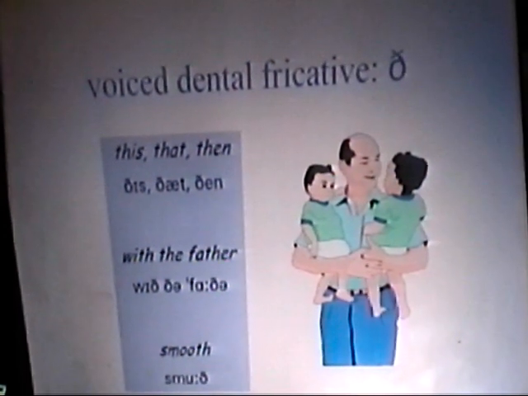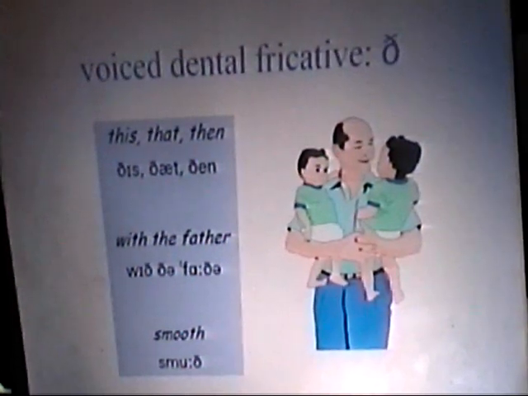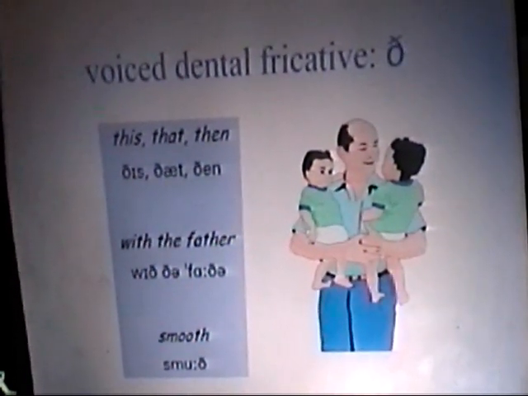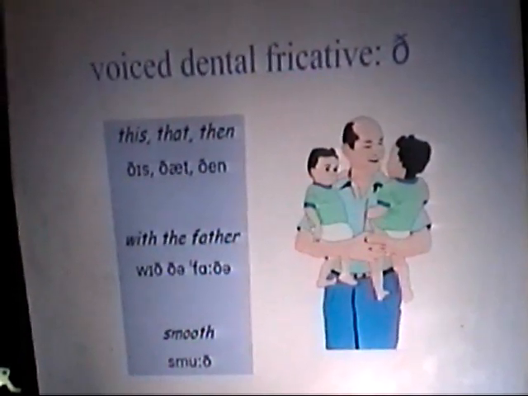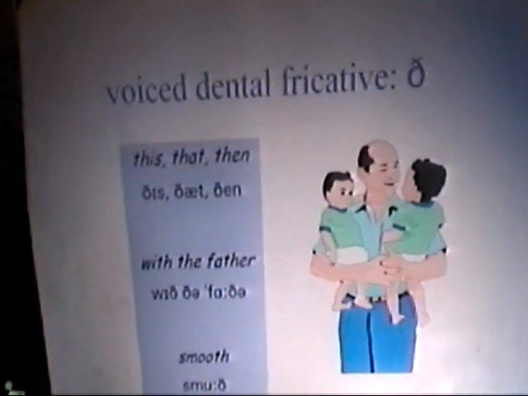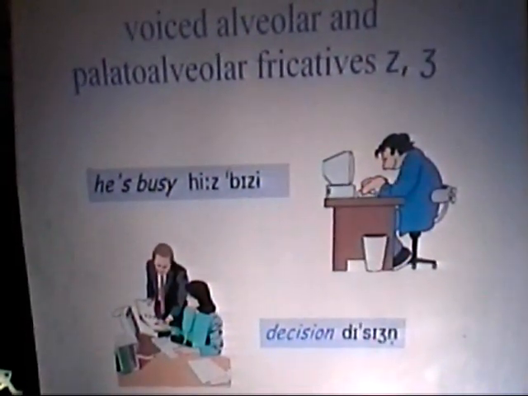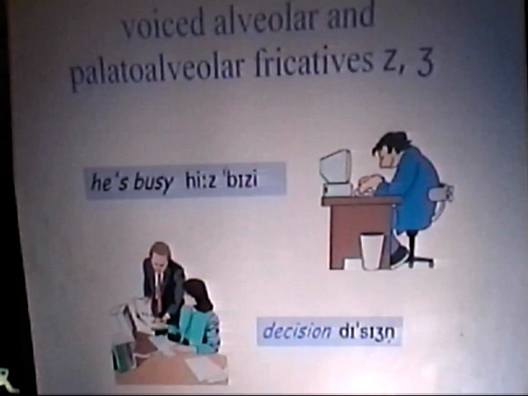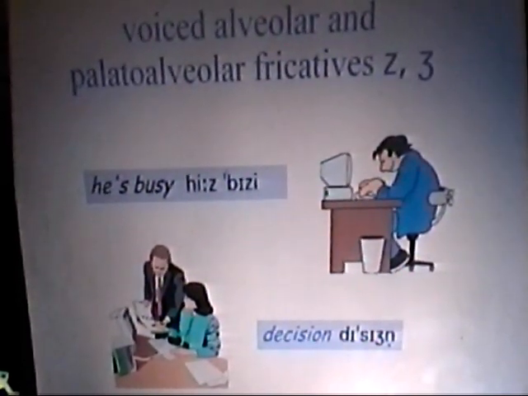Very quickly, more practice on voiced fricatives. You can make a long one. We get double sometimes between words, as in with the father. Double long, double this, that, then smooth. More on Z and zh. He's busy. Not he's busy, but he's busy. And to make a decision.